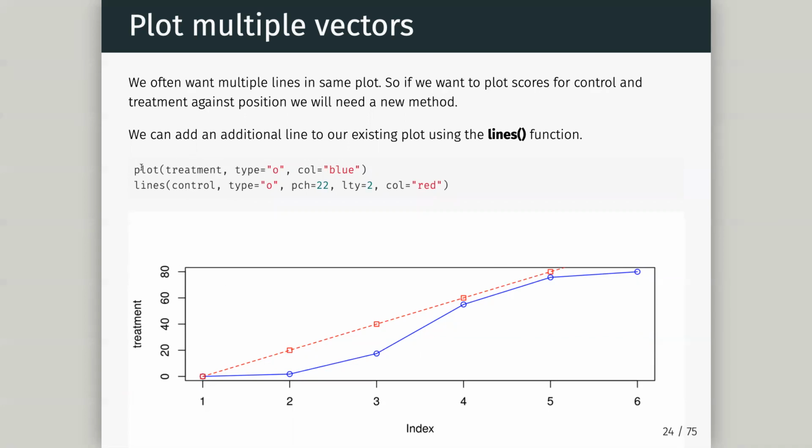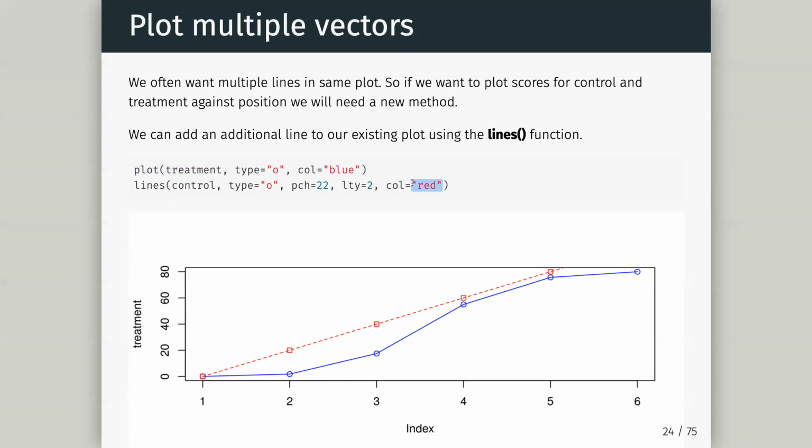So I'll start by doing the treatment. I'll plot that. Then I can do lines, and I'll give it the same setup here. I'm going to give it the control vector. I'm going to tell it again to overplot. I'm going to give it a new PCH, so a new type of character to plot. It's going to be a square. A new type of line, it will be 2, so I can differentiate. And then color, I'm going to call it red, so I can just see the 2.